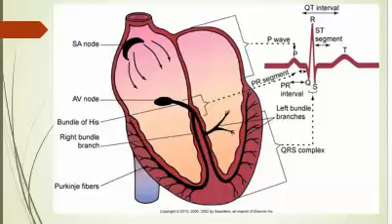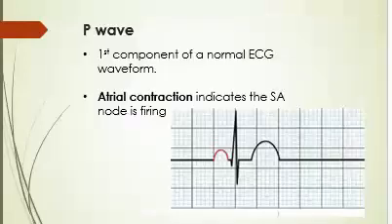Okay. So in order for us to cover one of our objectives, which was to identify waves, we need to talk about our waves. So here we're going to start off with the P wave. So the P wave is going to be the first positive deflection from the baseline.